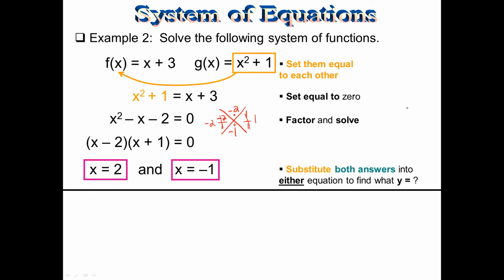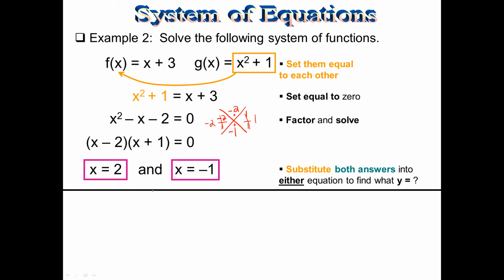Okay? So I have my x values, and since I have two x values, that means that these two functions cross each other twice. So they intersect at two different locations. One's at x equals 2, so it's going to be 2 comma something, and the other one's going to be negative 1 comma something. So either equation, whichever one you want to plug it into, will work, because remember, f of x is really just y. g of x is really just y, so I'm just going to substitute in for x.